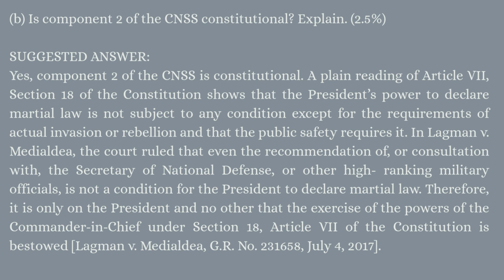requires it. In Lagman versus Medialdea, the court ruled that even the recommendation of or consultation with the Secretary of National Defense or other high ranking military officials is not a condition for the president to declare martial law. Therefore, it is only on the president and no other that the exercise of the powers of the Commander in Chief under Section 18, Article 7 of the Constitution is bestowed.